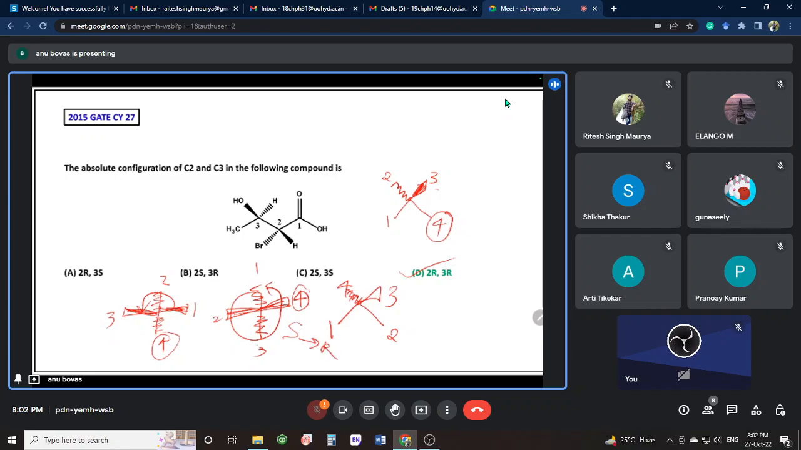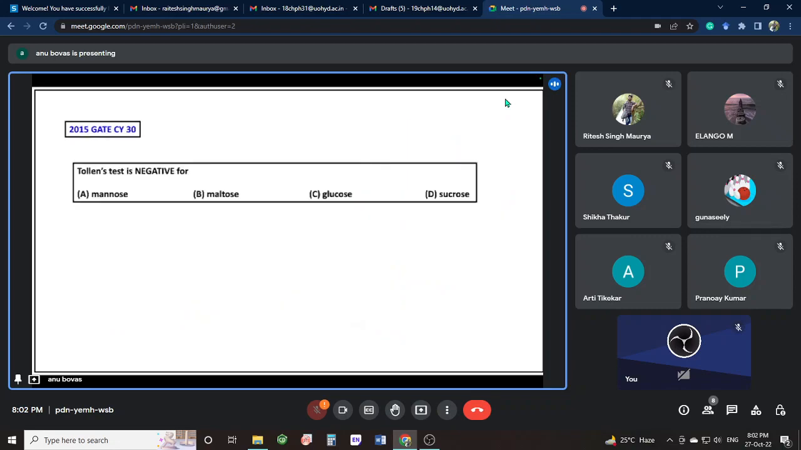So this is what happens in Fischer projection. In Fischer projection also you can find out the absolute configuration, and in this case also you can find the absolute configuration. Okay. So now we can go to the next question, or do you have any other questions? Okay. Now we can go on to the next question.